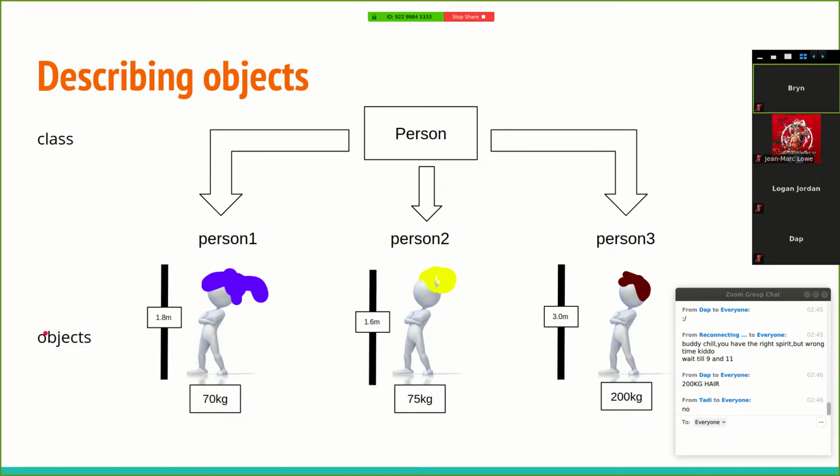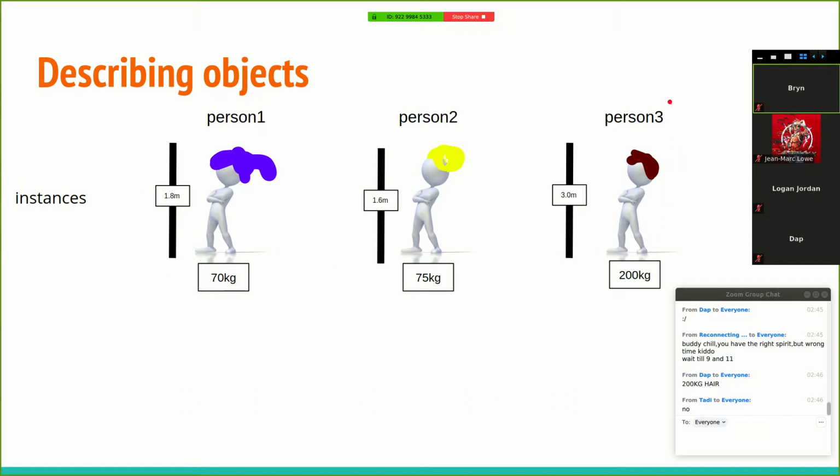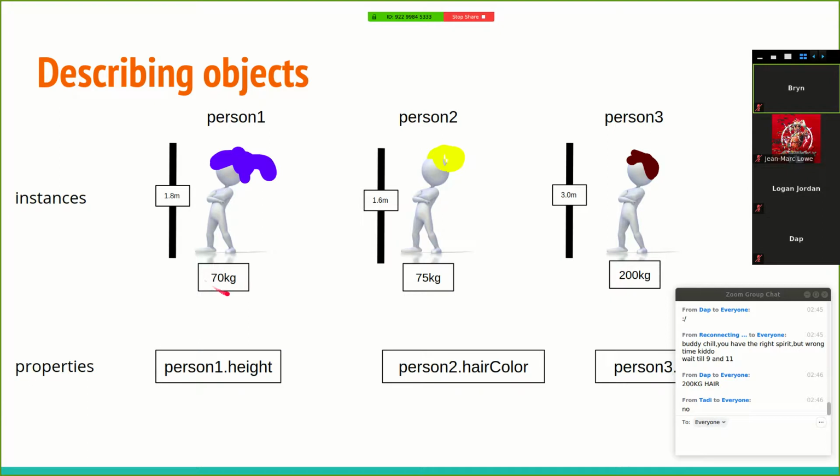Objects are these whole things, right? Person 2 is an object. Person 1 is an object. Person 3 is an object. Properties are these individual things like height, hair color, weight. Person 1 dot height, height here is a property in the class. Hair color is a property. Weight is a property. So these are what objects are.